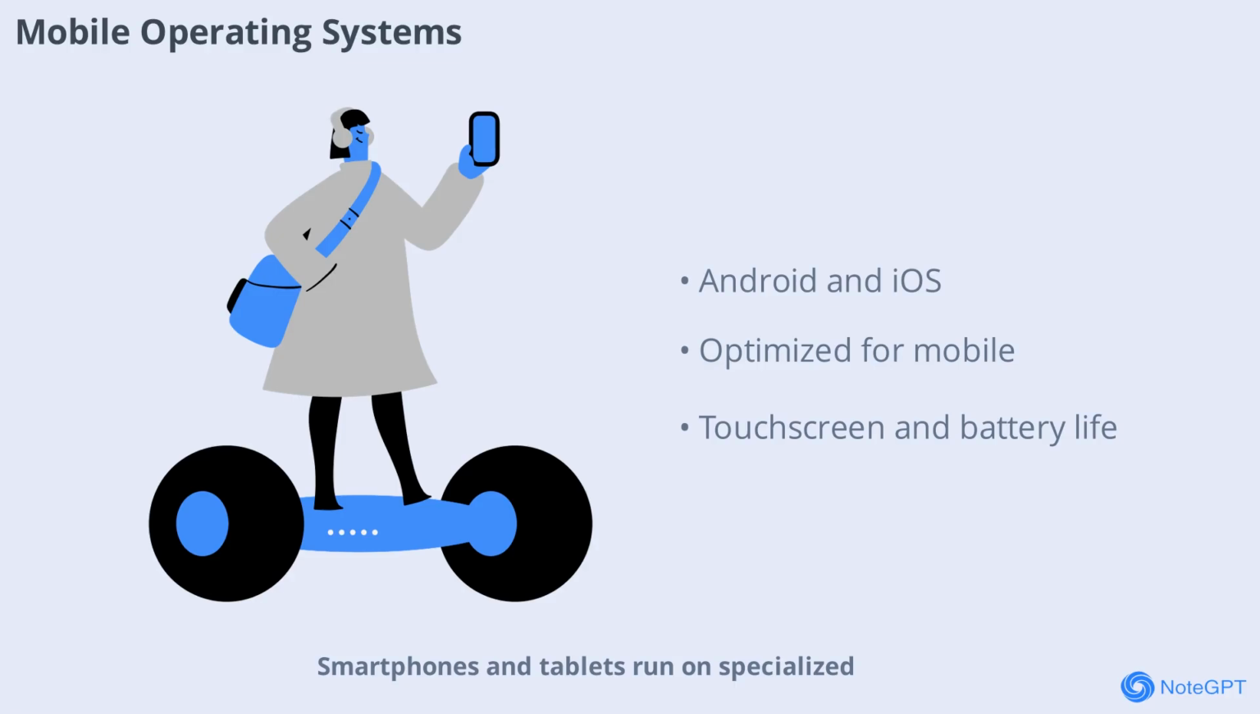Smartphones and tablets run on specialized operating systems designed for mobile use. Android and iOS are the two most popular, powering billions of devices worldwide. Android offers customization in a wide range of devices, while iOS is known for its security and seamless integration with Apple products. These mobile OSs are optimized for touchscreens, battery life, and mobile connectivity.